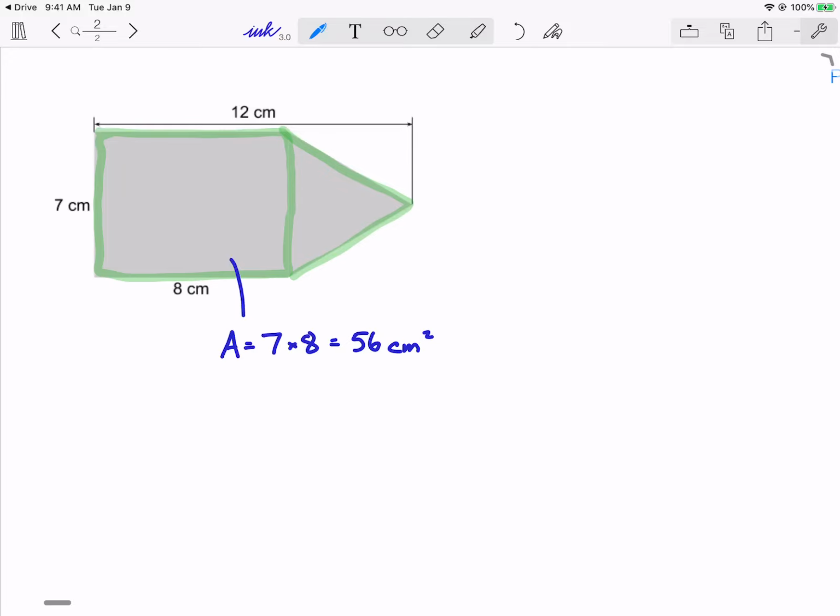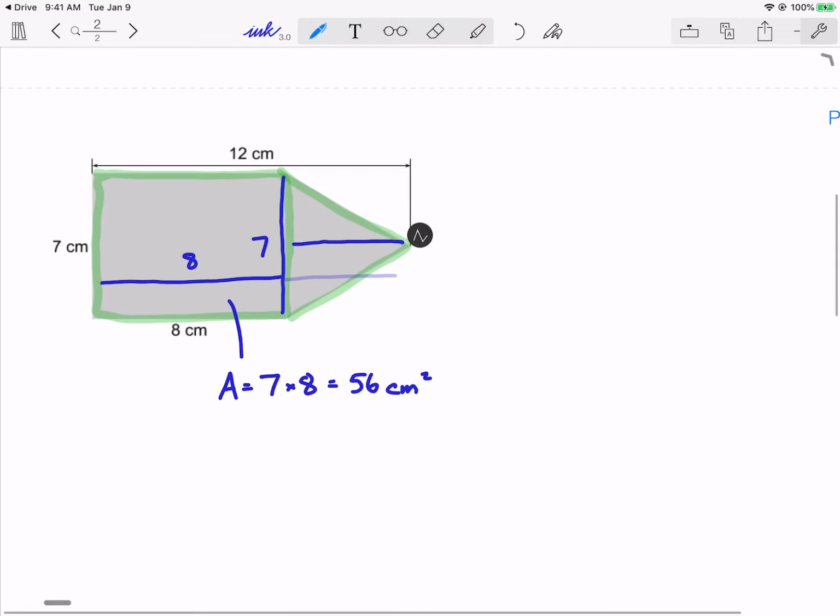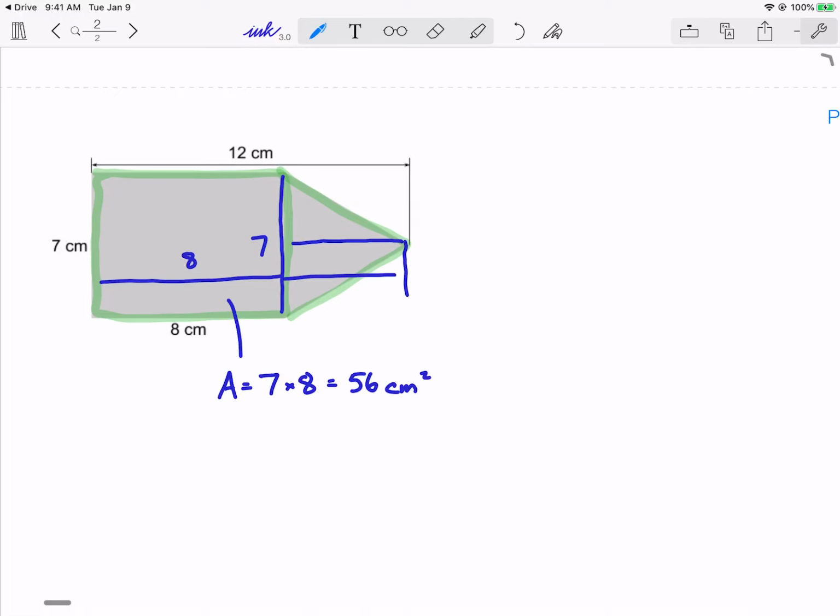And then this triangle, I've got to figure out the height. I know that this dimension along here is 7 centimeters, but I need to figure out this length going horizontally. And what I can notice is that along the bottom, just from here to here, is 8 centimeters. And if I keep going all the way out, it's going to be 12 centimeters. So 12 minus 8 gives me 4 centimeters. So this piece is 4 centimeters.